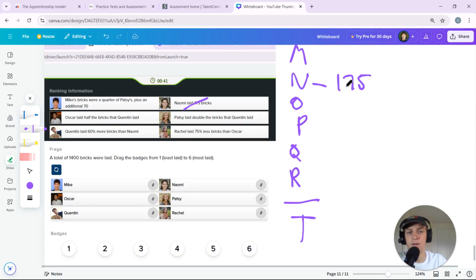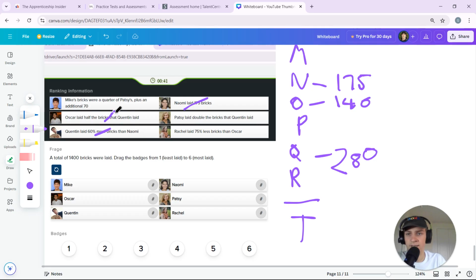So the way you do this is you do Naomi, 175 times 1.6. That's how you do 60% more. 175 times 1.6 gives us 280. So Quentin Tarantino did 280. Thank you. Now you've got to look for ones that only have Quentin and Naomi mentioned. Oh, this one does. Oscar laid half the bricks that Quentin laid. So Oscar, half of 280 is 140.